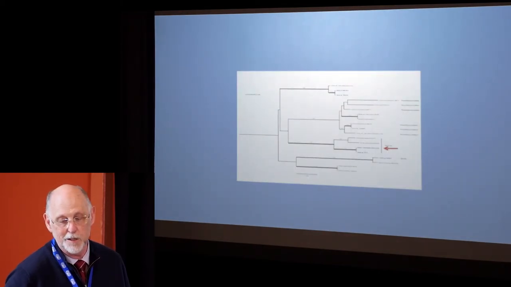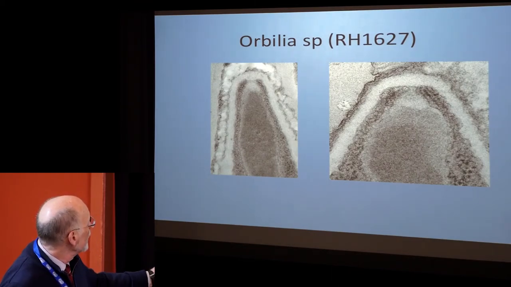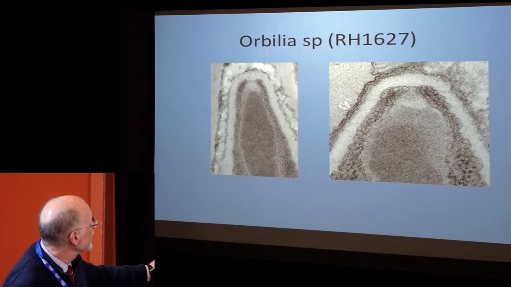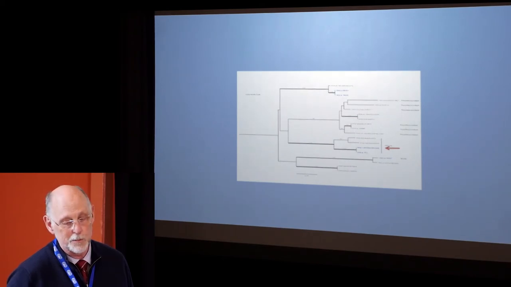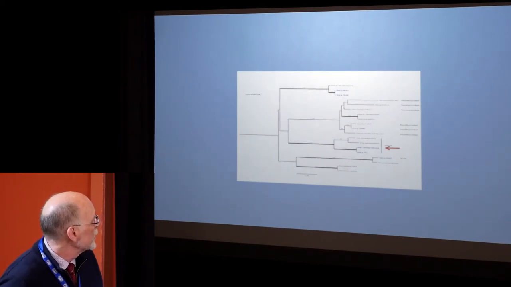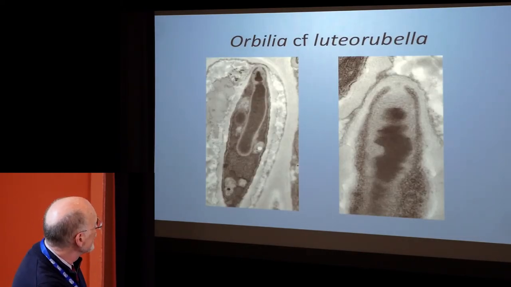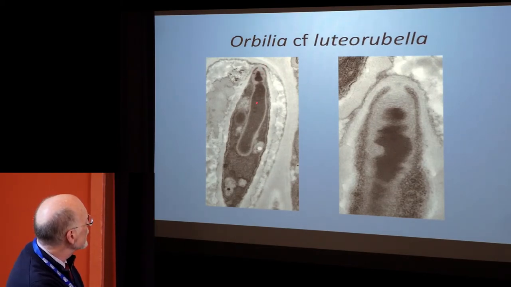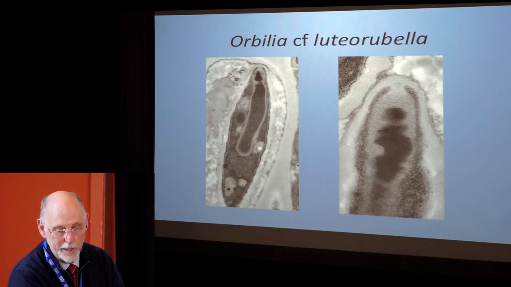Here's one of our favorites, a Roseanne collection. This has an elongate spore body. It's the same kind of structure in a way, a carbohydrate dense area and membrane structure. Here's the Luteorubella clade, and Luteorubella has, again, these long spores. Roseanne worked hard to get a spore that she could slice just right. But again, a similar kind of structure, this carbohydrate core and a membrane area.